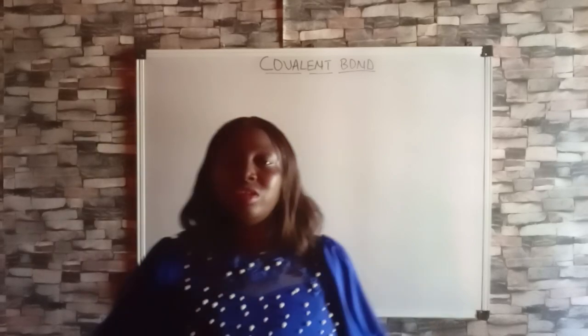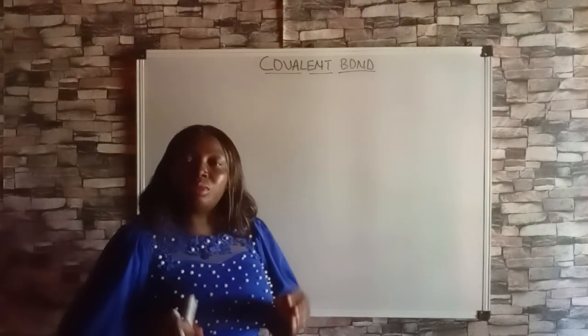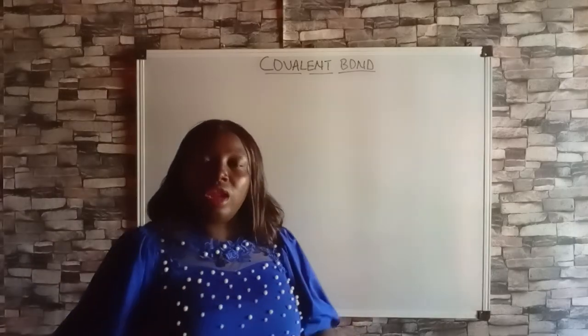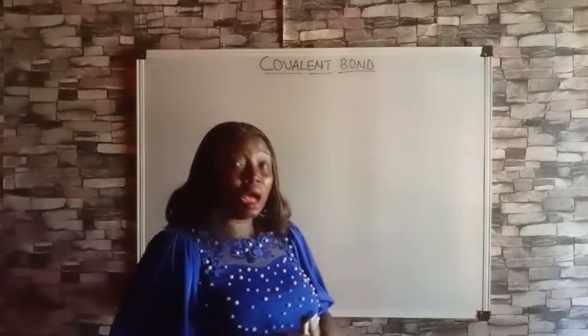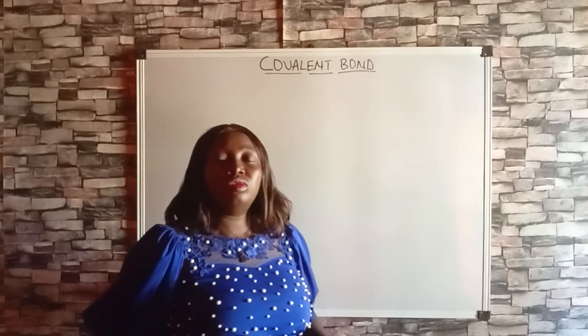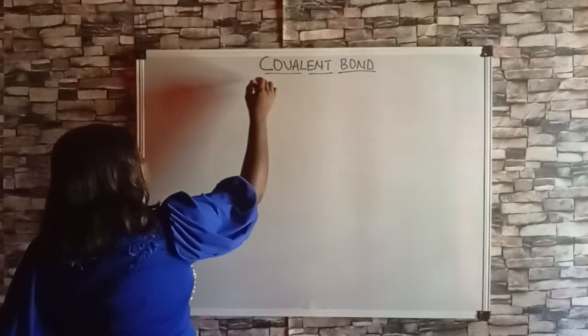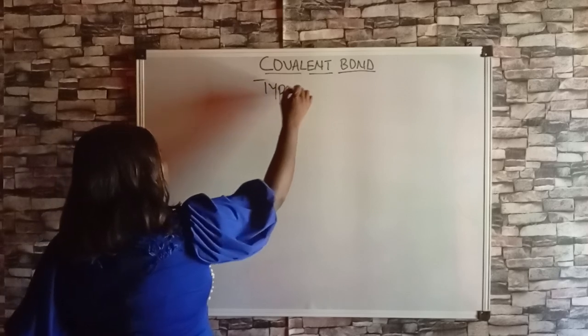In today's lesson, we'll be discussing covalent bonds. A covalent bond is a chemical bond which involves the sharing of electrons between nonmetals. And I'll be classifying covalent bonds in three categories. Number one, types of covalent bond.